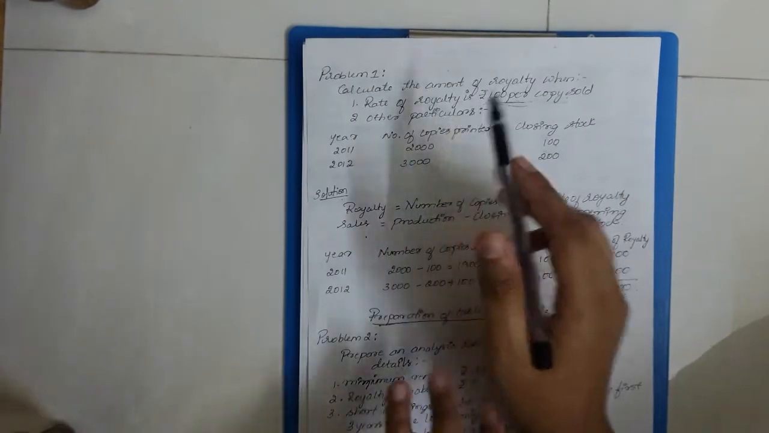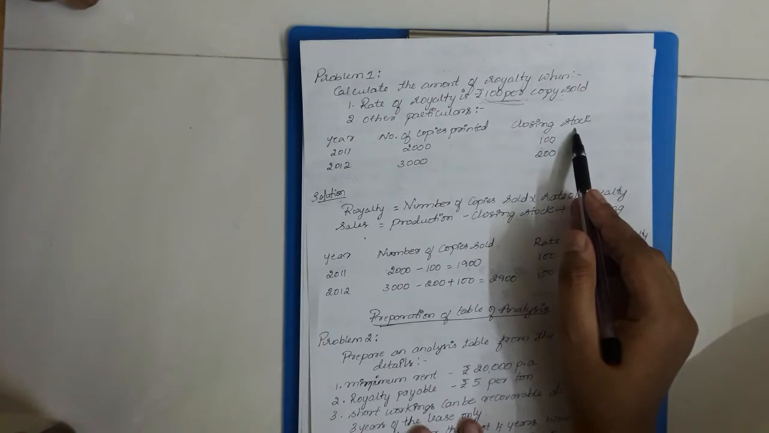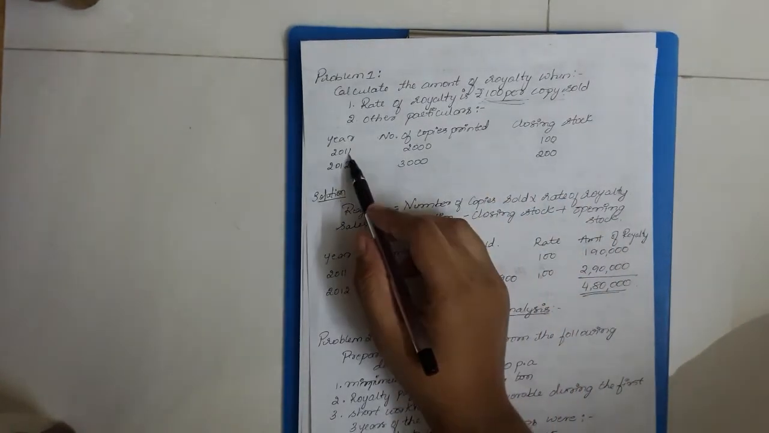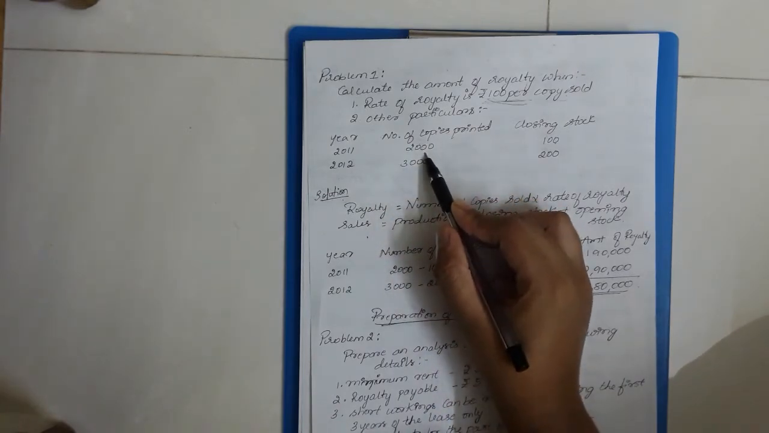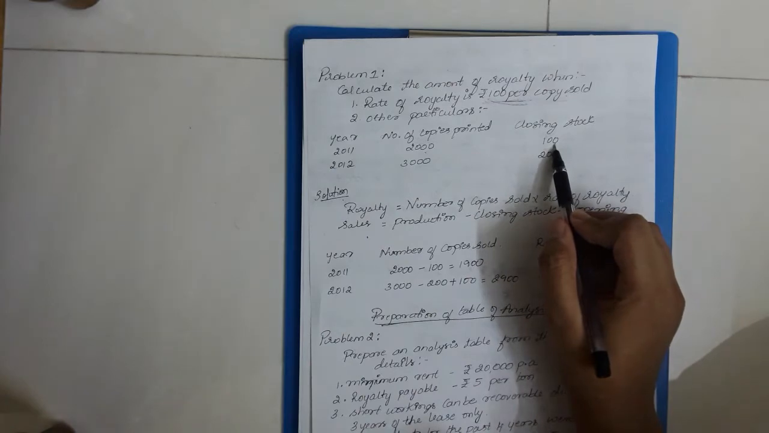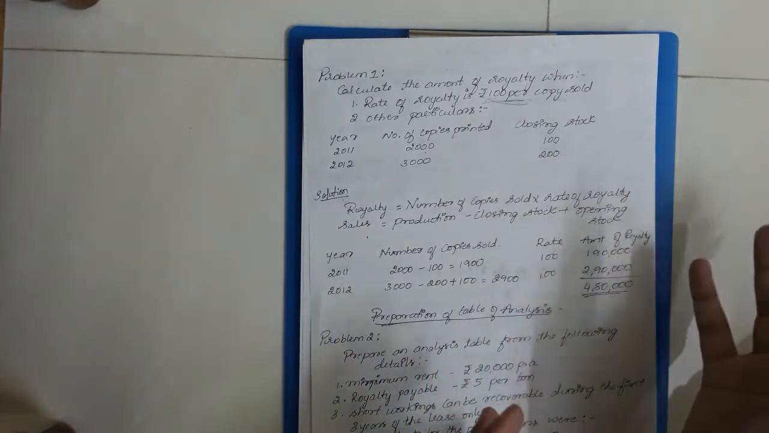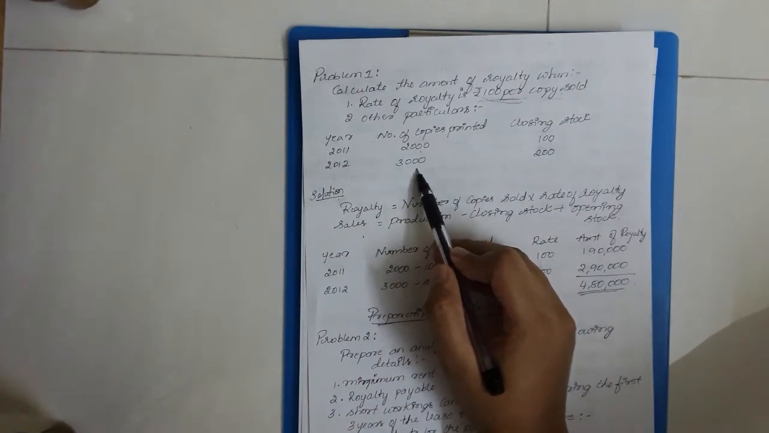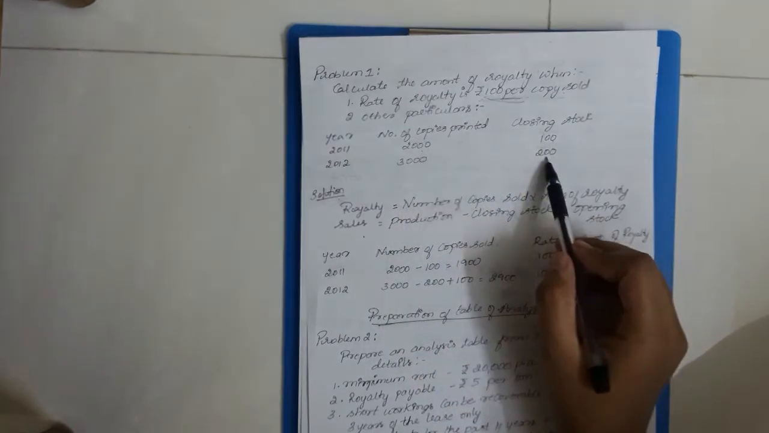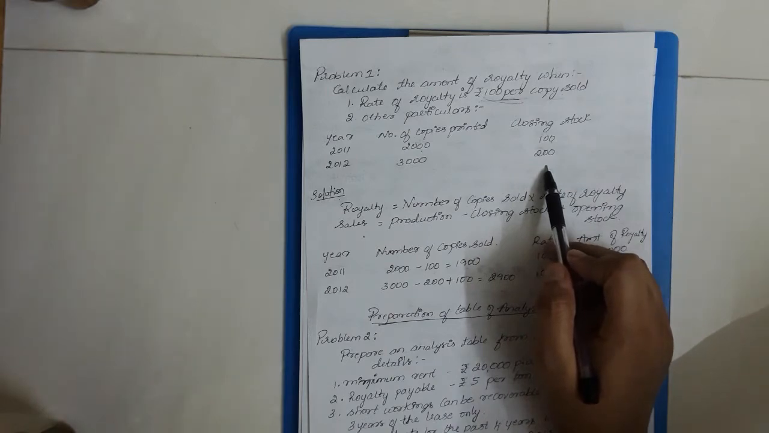They have also given other particulars: the year, number of copies printed and closing stock for each year. In 2011 they printed 2000 copies, and at the end of 2011 they found that 100 copies were unsold. That unsold stock will be considered as closing stock. Next, in 2012 they printed 3000 copies, out of which there was a closing stock of 200, the unsold copies.